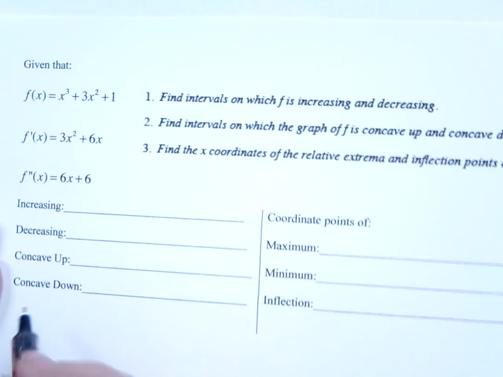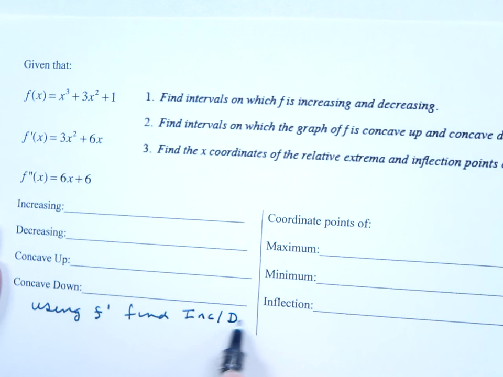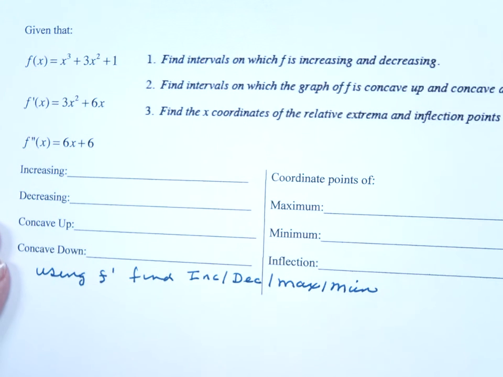So, using f prime, we need to find increasing, decreasing, max, min. That's f prime. So in this case, f prime is 3x squared plus 6x.